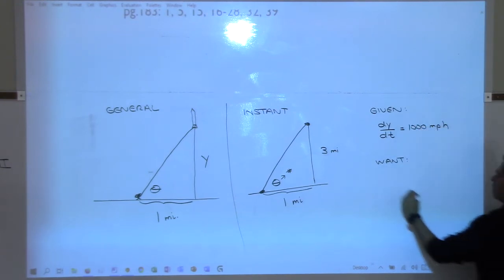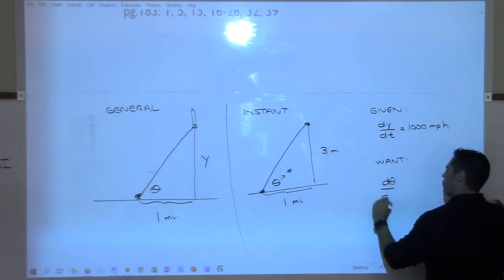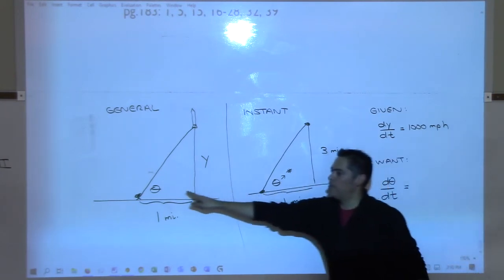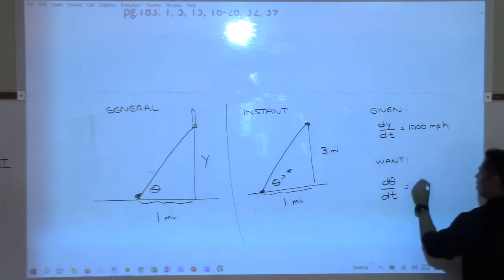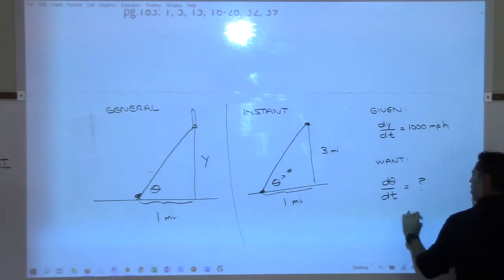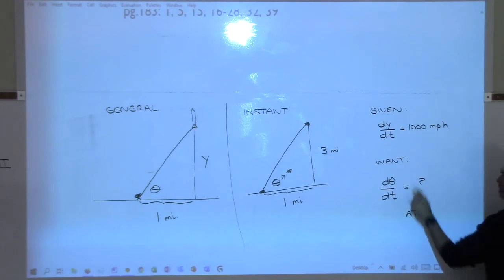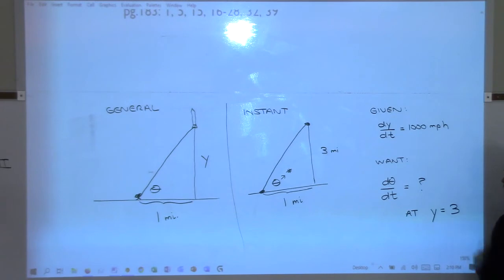What is it that we want? We want to know how fast theta is changing with respect to time, dθ/dt. At what moment do we want that? At the exact moment that the rocket's 3 miles high, so when y is 3.